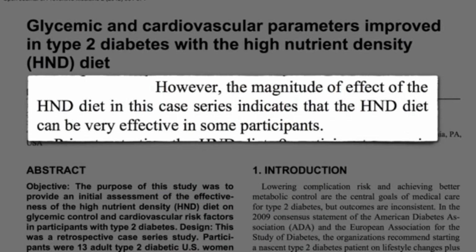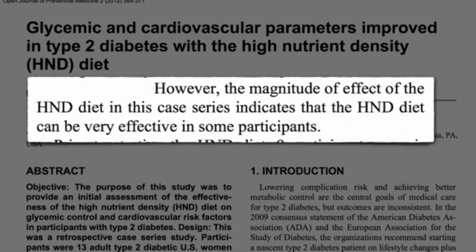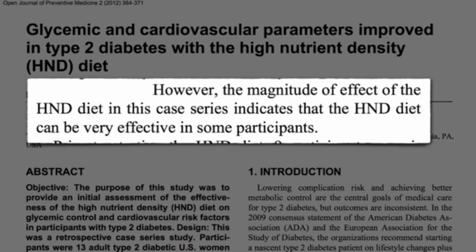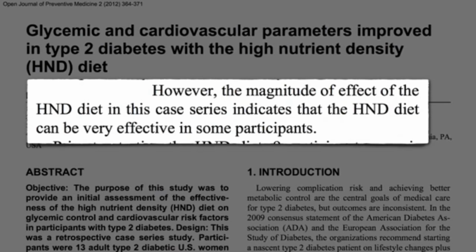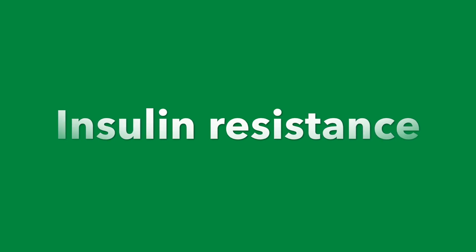And yes, this was a pilot study with no control group, but the magnitude of the effect makes it undeniable that a high nutrient density vegan diet can reverse your diabetes. Now, for the big question, what causes diabetes? The answer to this is insulin resistance.